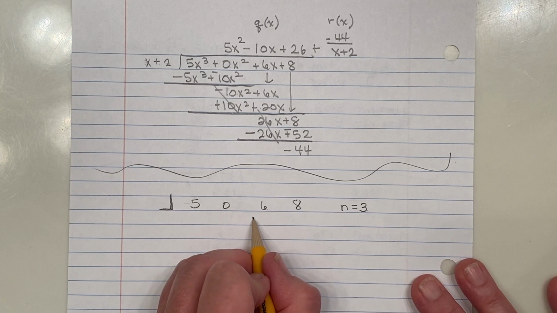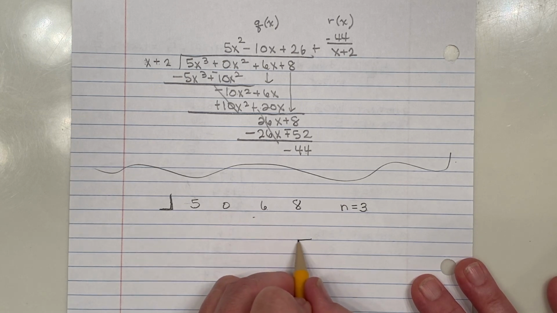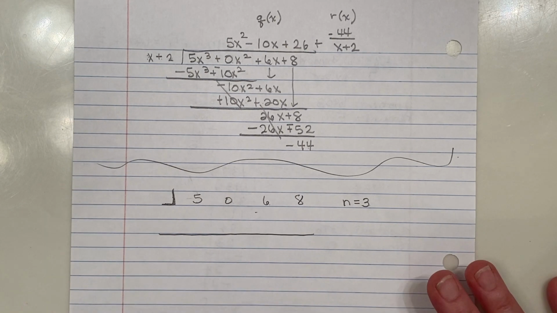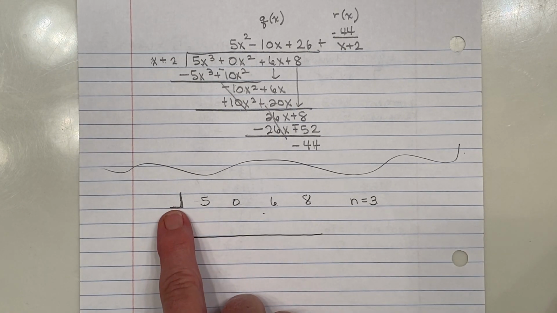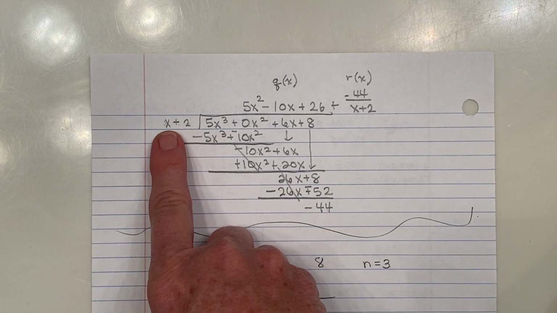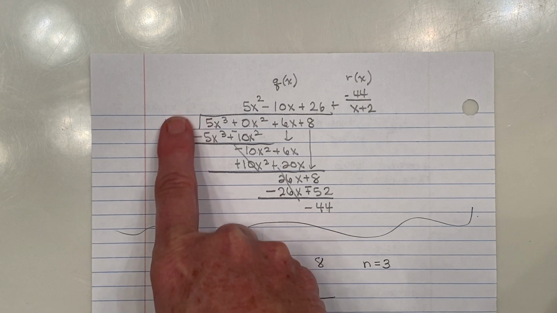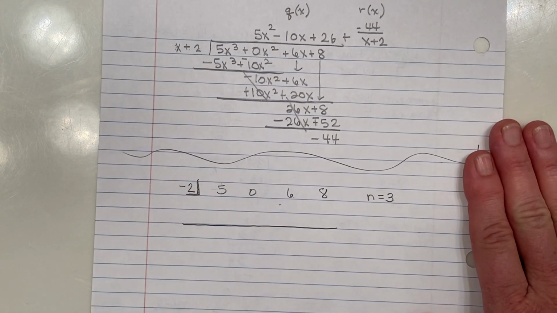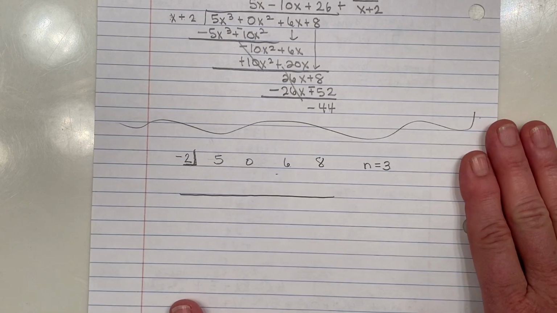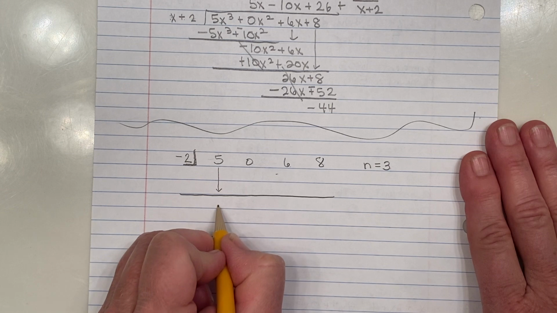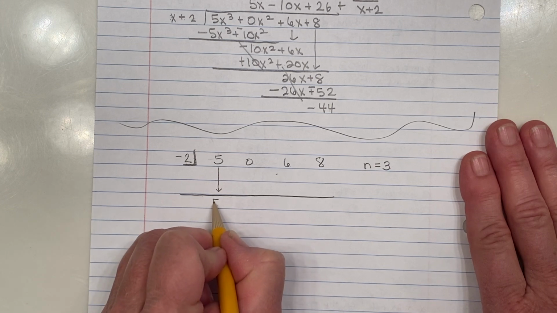I'm going to skip a line, and then I'm going to draw this other line down here. And what we do then is over here to the left of all these coefficients, I want to put the 0 of the divisor. Here's the divisor. The 0 is -2. It's the opposite sign. So I'm going to put -2 here. First thing we do, here's the process. We're going to bring down this 5, and we're going to put it below this line I drew.